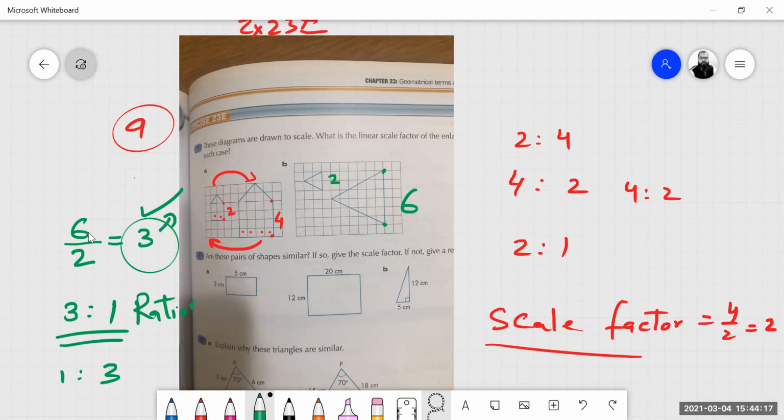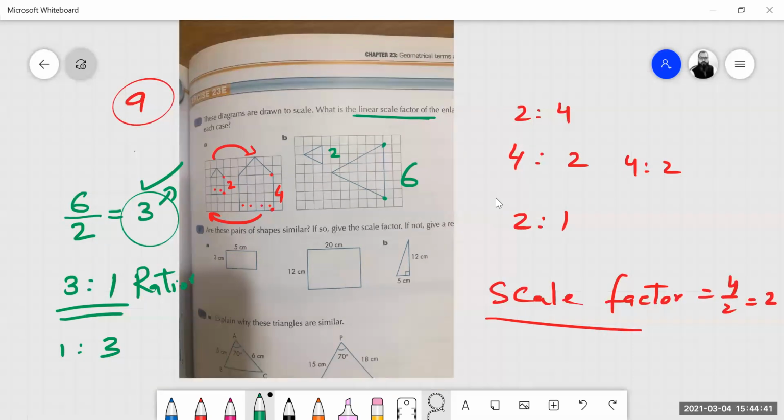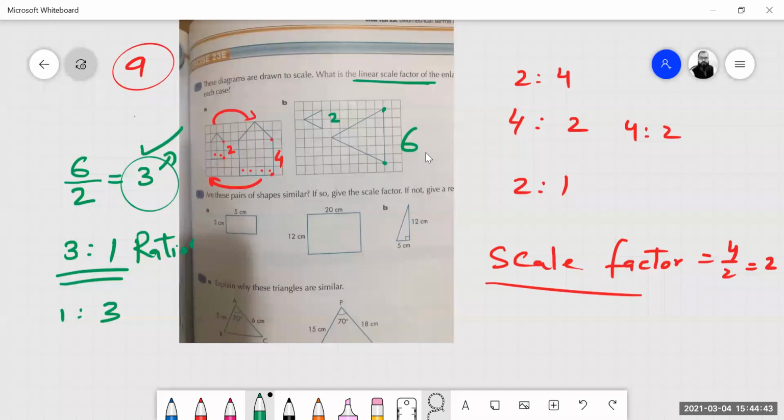Sir, in this exercise, what do we need to find? See this: these diagrams are drawn to scale. What is the linear scale factor of the enlargement? Here in question number 1, we are finding only the linear scale factor. Okay. In this question, it is very simple. It is written here. If you say 20 times, it will be the same. It will not change.